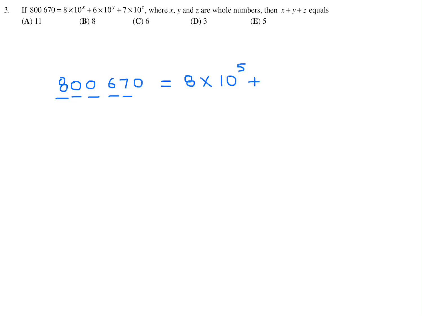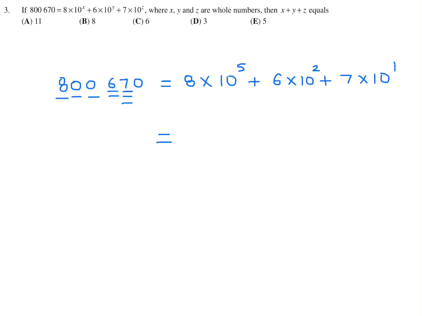Plus 6 times 10 to the something. Well, this is 10 to the power of 1. This is 10 to the power of 2. And finally, we've got 7 times 10 to the power of something. This is 10 to the power of 1. And there you have it. That's the number written out in terms of powers of 10.